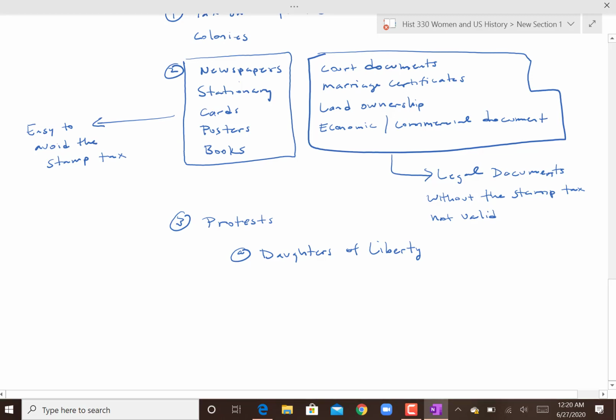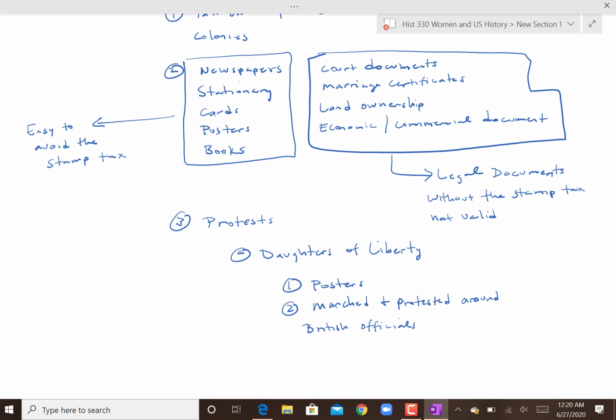What the Daughters of Liberty did with the Stamp Act protest is really pretty much the same thing as the men. They made posters, and they had protests where they marched and protested around British officials. So there were the governor and some other British officials, and they went into those in town and held up signs and posters and marched and protested the direct taxation.